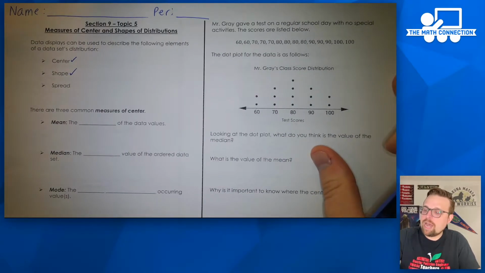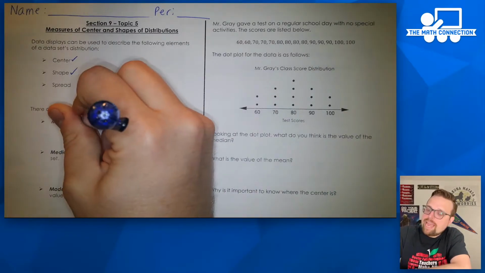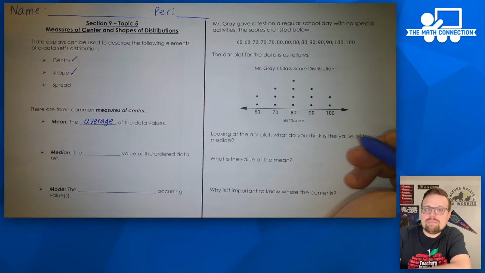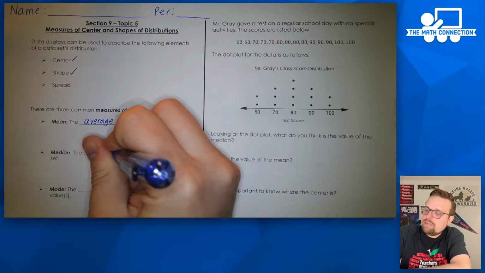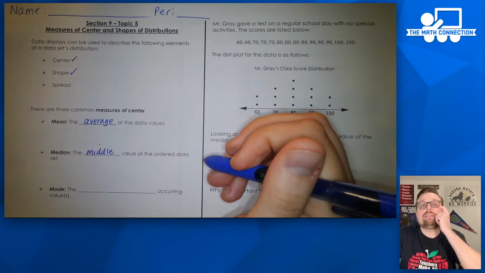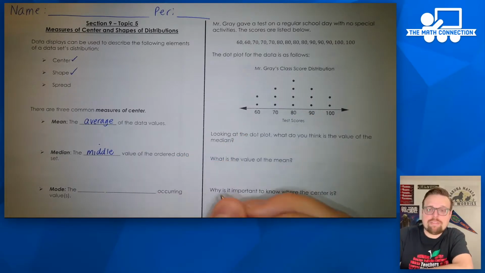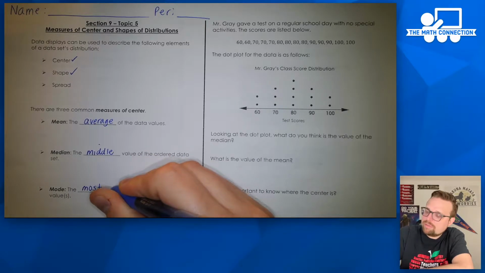There are 3 common measures of center. The first one is the mean, and that is the average of all the data values. The second one is the median. The median is the middle value of the data as long as it is in order from smallest to largest. And finally we have the mode. The mode is the most frequently occurring value.